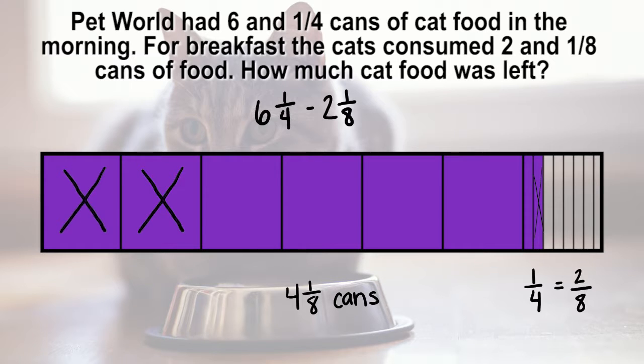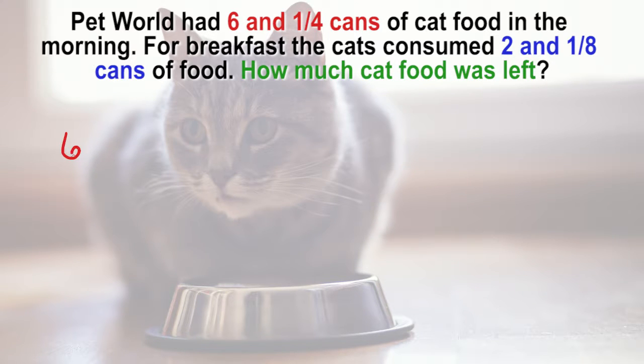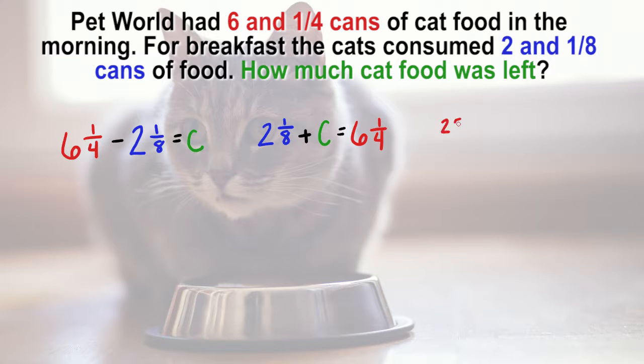Let's solve the same problem using the common denominator strategy. The equation to represent the problem is 6 1/4 cans minus 2 1/8 cans equals C, the cans left over. Another way to write the equation would be 2 1/8 cans eaten plus C, cans left over, equals the 6 1/4 cans started with. Or the mixed numbers could be changed to fractions: 25/4 minus 17/8 equals C, cans left over. Let's solve using the first equation.